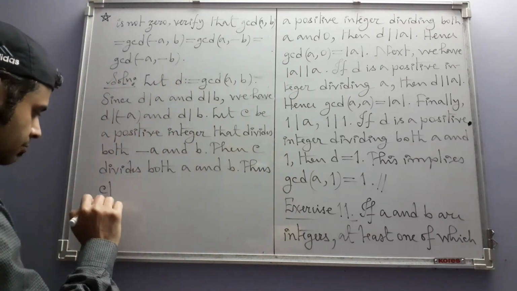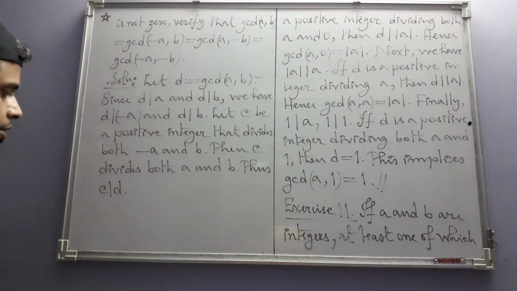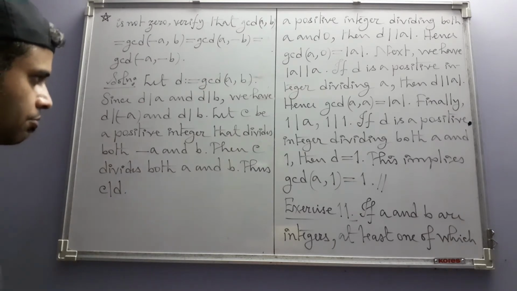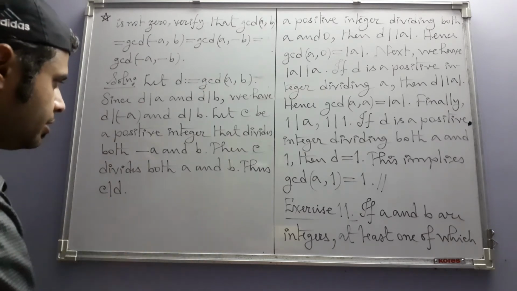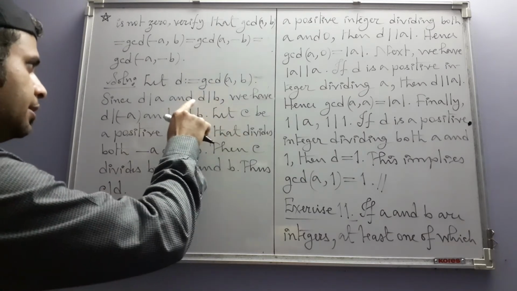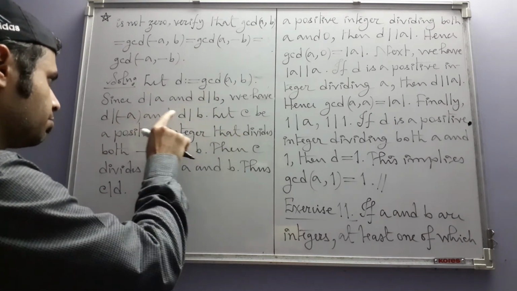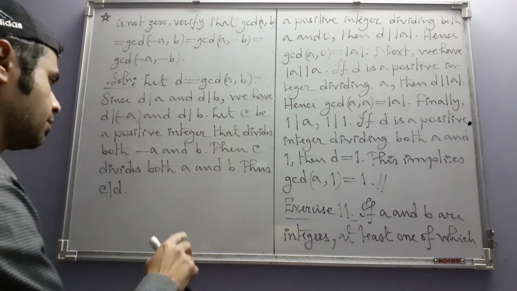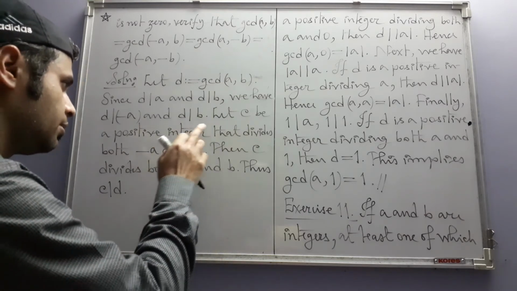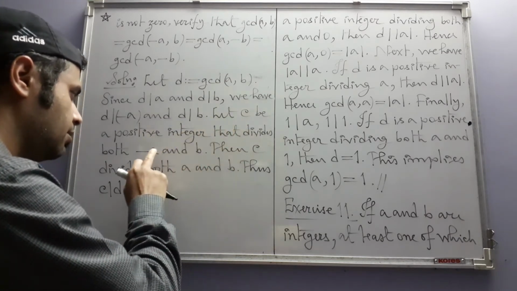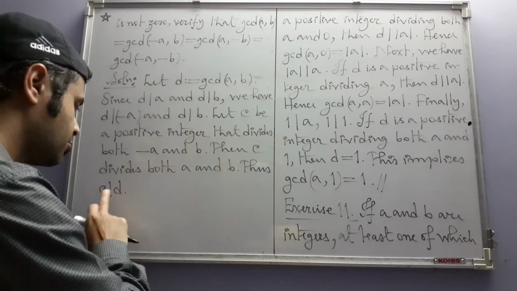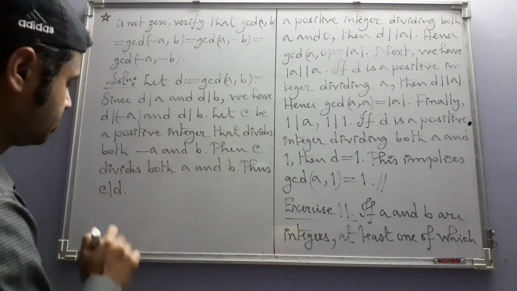Thus, C has to divide D. So what does it tell us? It tells us that D is a common divisor of minus A and B, and also any common divisor C of minus A and B also divides D.